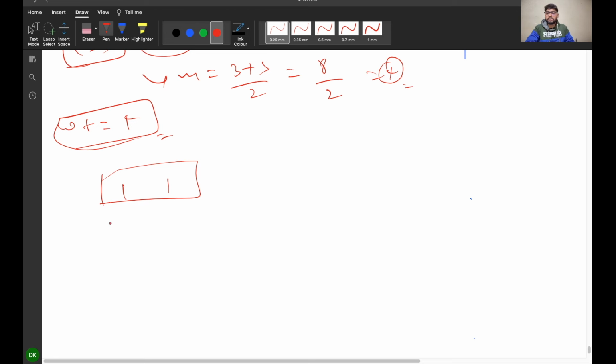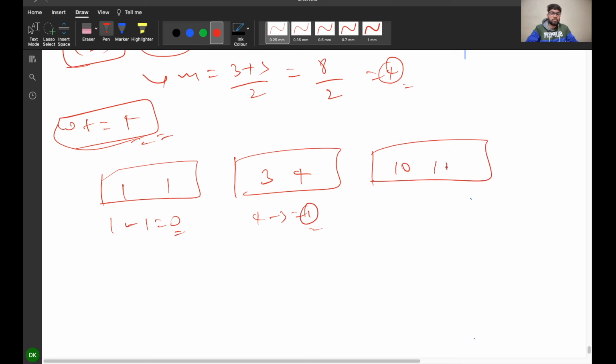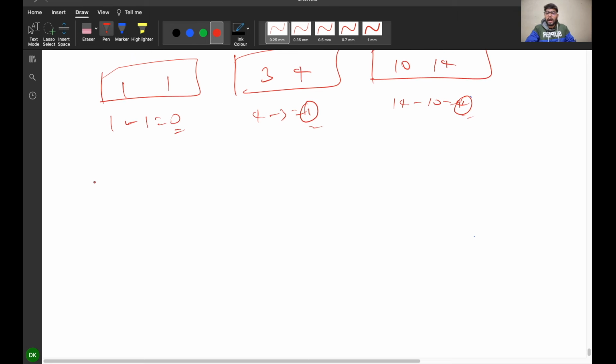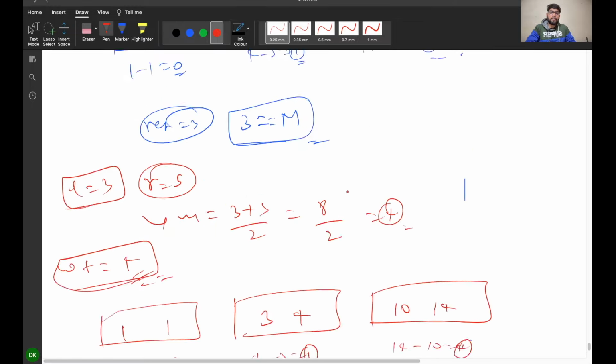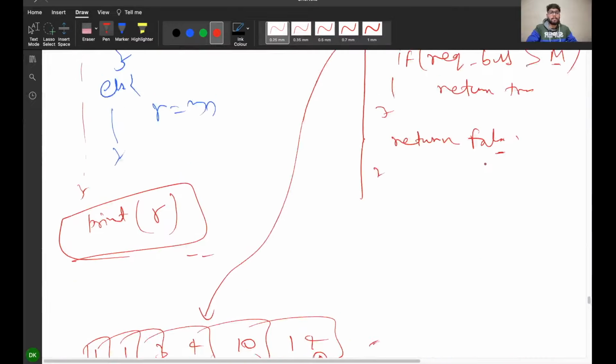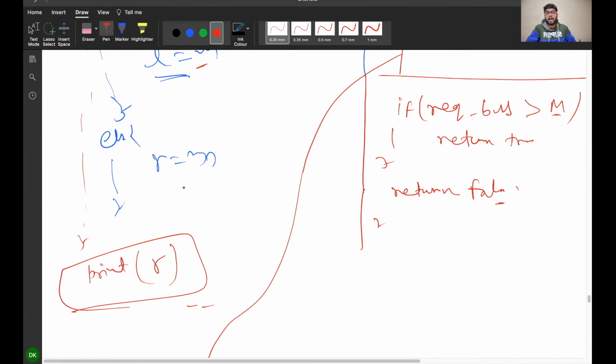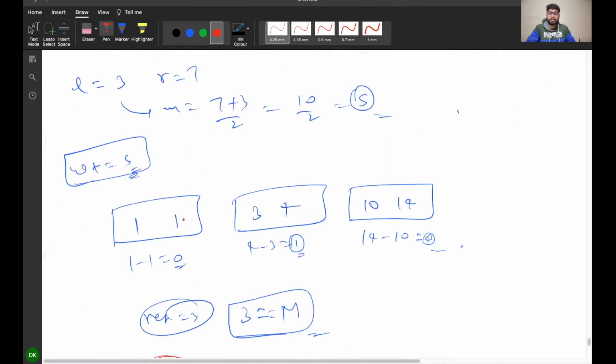So in my first bus, 1 minus 1 is 0, this satisfies. Okay, in my second bus, 4 minus 3, that is 1, so again this satisfies. And in the last bus, 10 and 14, 14 minus 10, that is 4, this again satisfies, which is less than or equal to the waiting time. So after exiting this while loop, I have my required buses, which is equal to 3. Okay, and at this time, it is again equal to M. Again, if it is equal to M, I have to return false.